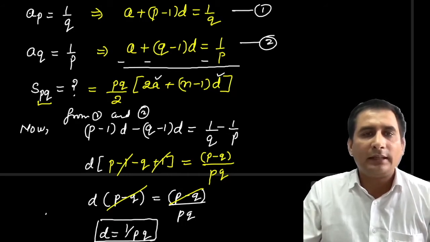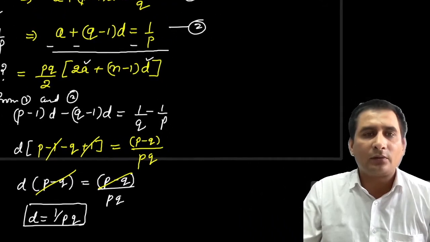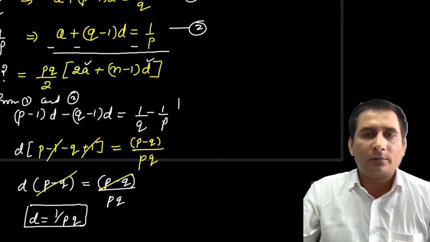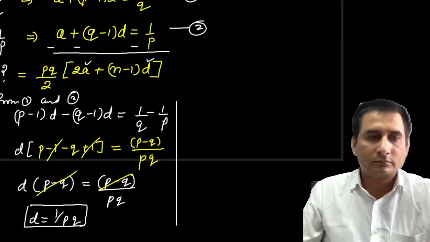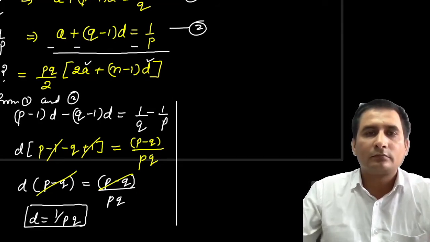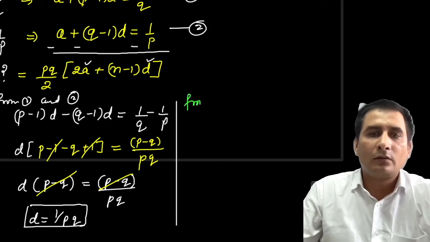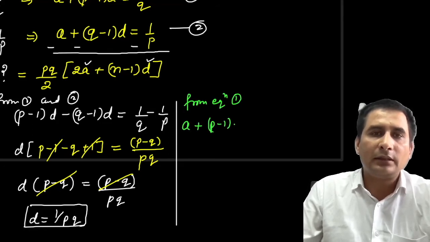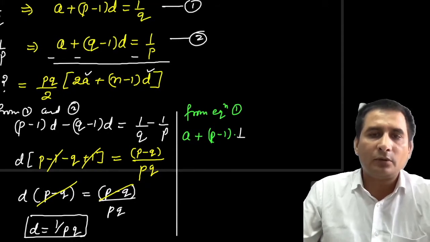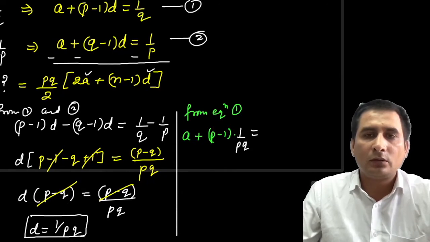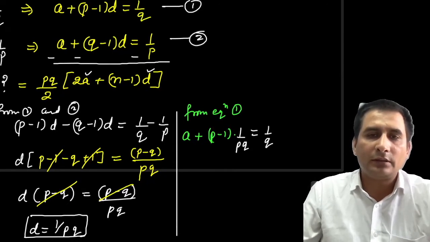Now put the value of d in any of the equations, equation 1 or equation 2. Then we have obtained from equation 1, a plus p minus 1 into d. Put d as 1 upon pq in equation 1, is equal to 1 upon q. Now let us solve it.